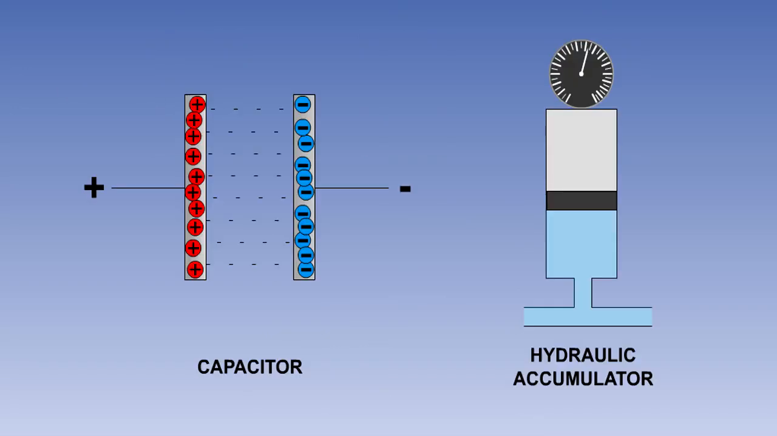In a DC circuit, a capacitor is used in much the same way as an accumulator in a hydraulic system. It stores electrical energy which can be fed back into the system when required.